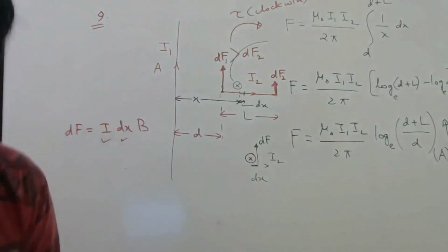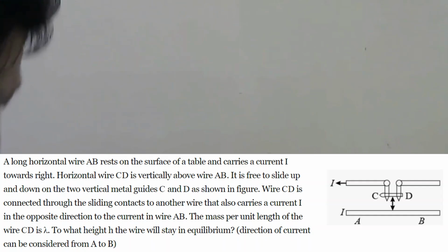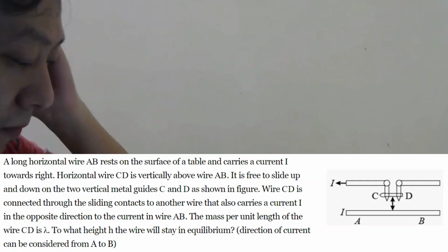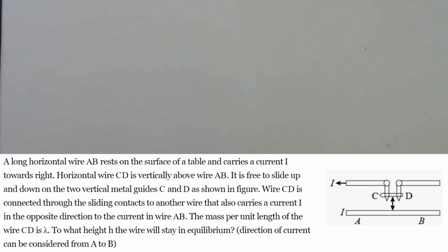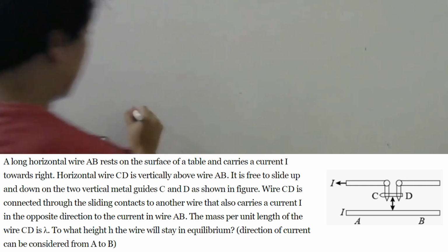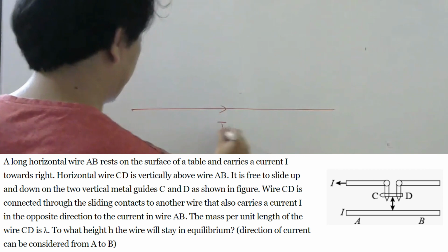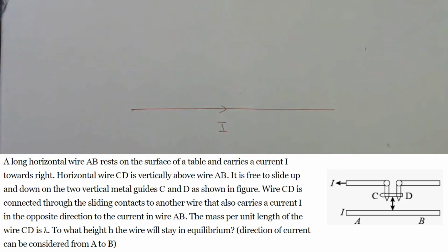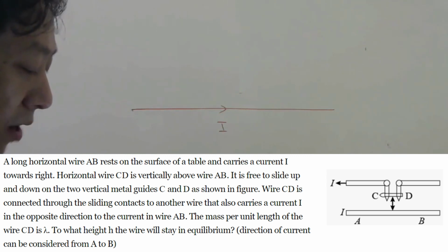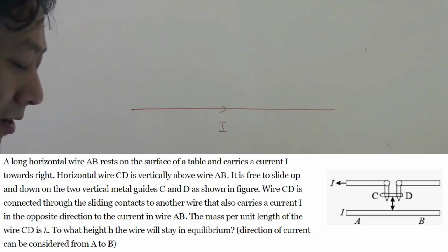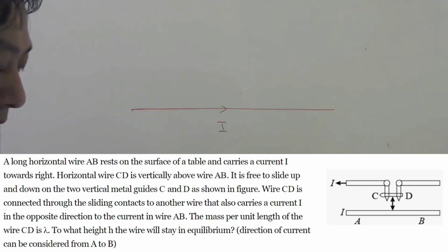Right? Clockwise. So in question number 10, they are saying a long horizontal wire AB rests on the surface of a table and carries a current I. This is the long wire AB. It carries a current I. Horizontal wire CD is vertically above the wire AB and is free to slide up and down on two vertical metal guides C and D. Wire CD is connected through the sliding contacts to another wire such that it also carries a current I.